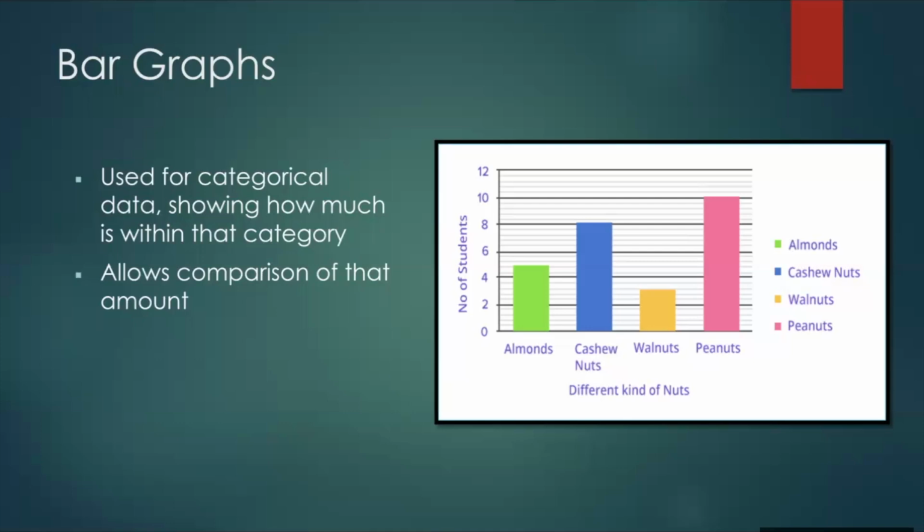For cashews, we have 8 students that like those. Walnuts, we have 3 students that like those. And peanuts, we have 10. So we can just follow the bar up. For example, on peanuts, we can follow it up and it's almost on that black line. We trace it back over to the left. And so that's how we know it's 10 students. Right.